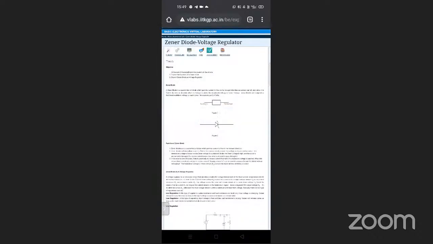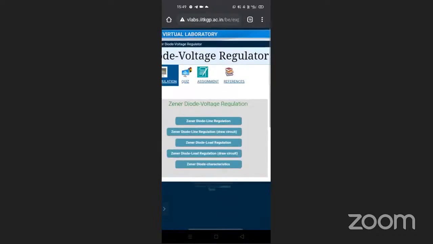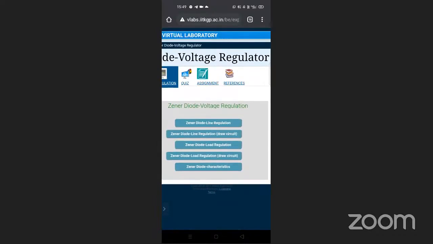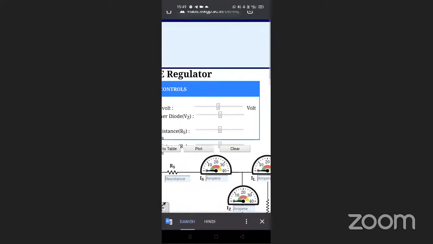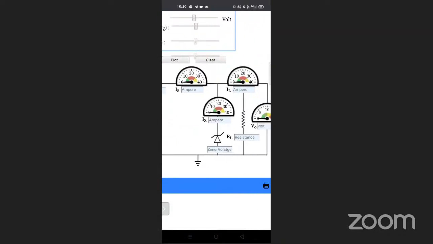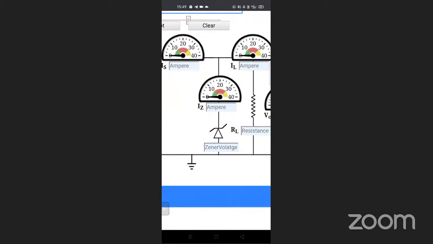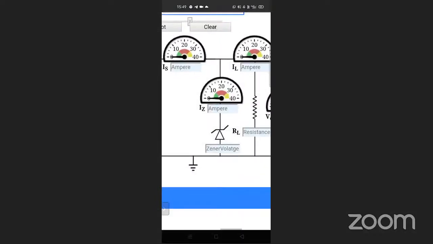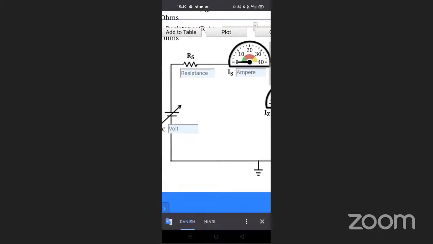Now we'll perform the simulation. We will see that the Zener diode is a line regulator. Here we can see this is our Zener diode. This is load resistance RL. Here is our source resistance.